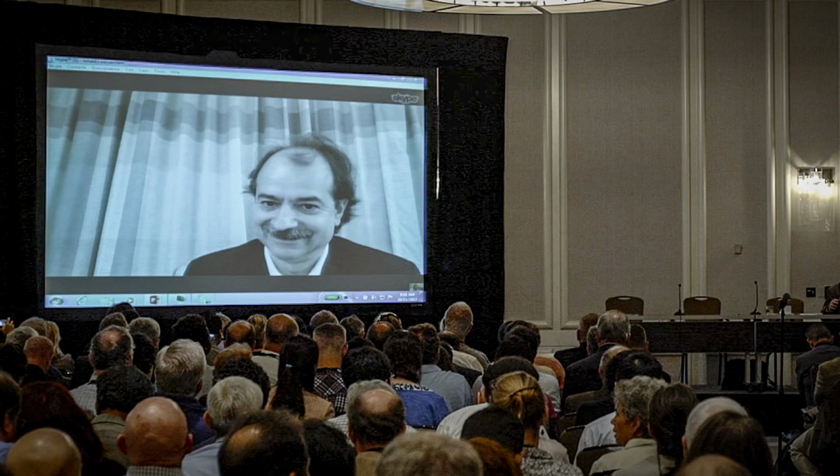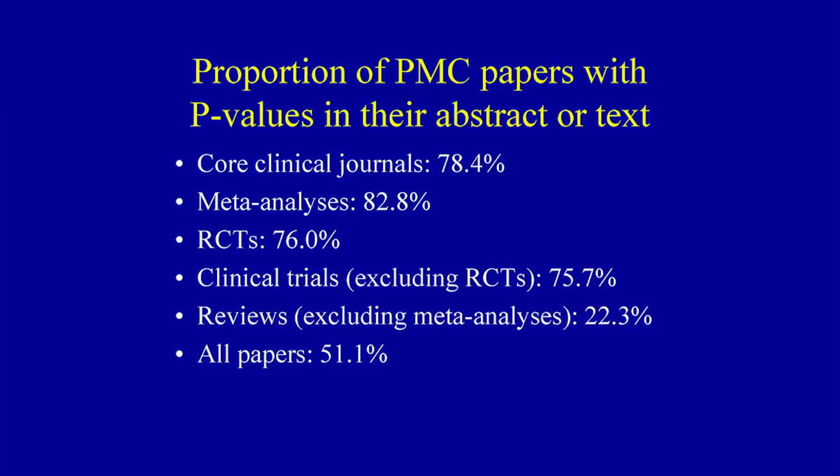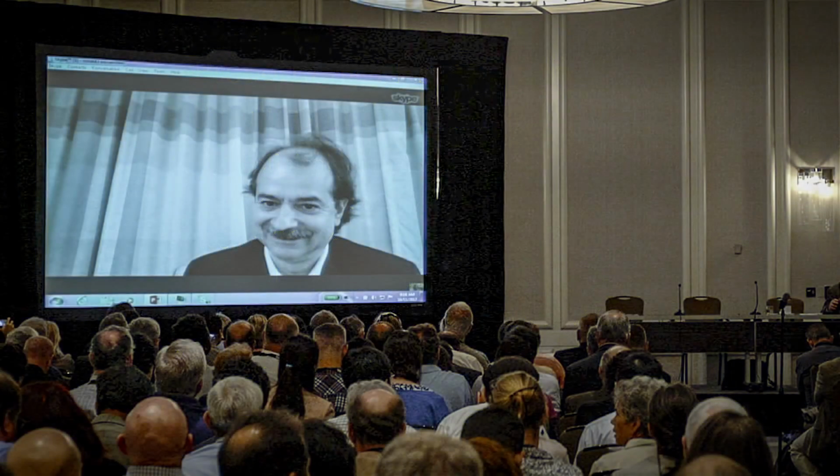What is the proportion of full text articles with p-values in their abstracts or in their texts? These are some proportions for different types of papers. And you can see that core clinical journals, about 80% of their papers have p-values, meta-analysis 83%, randomized trials 76%, clinical trials excluding RCTs 76%, reviews excluding meta-analysis, even those 22%, and all papers 51%. These estimates are underestimates, in fact, because we're not including p-values that may be tabulated in supplements, that may appear in tables, that may appear in figures. It's only p-values that spill over into the text or in the abstract. So people want to say something more than just using them to just tabulate some information.